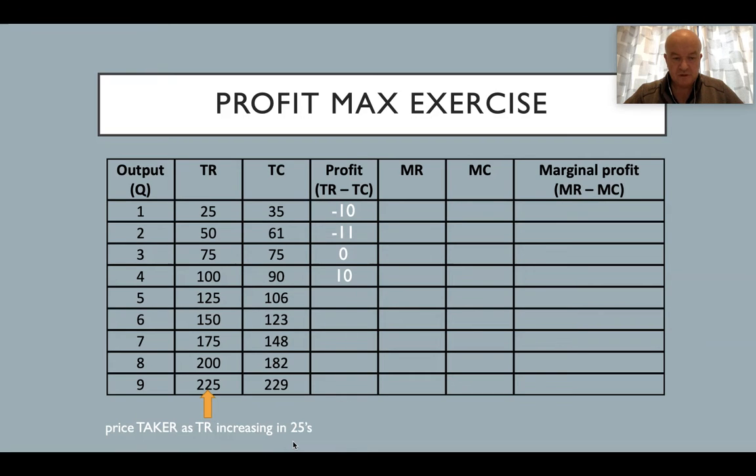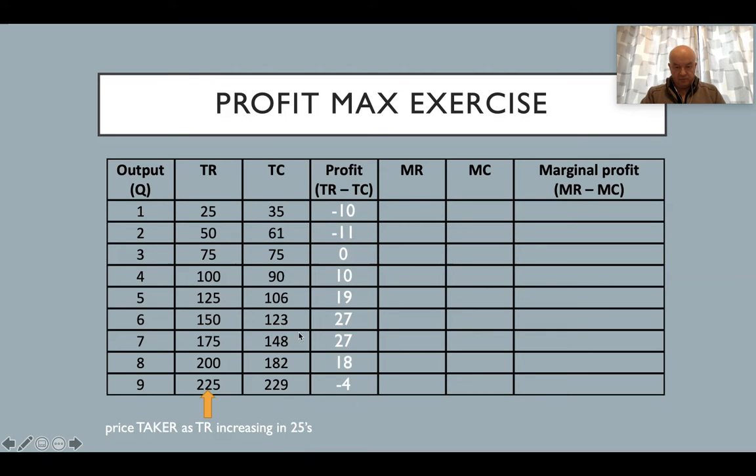When we go to 4 units of output, we've got 100 units of revenue, 90 units of total cost, so we're now making a profit of 10. And on we go, so 19, 27, 27, 18, and -4. So we can see there's a bit of a pattern emerge there, hasn't there?